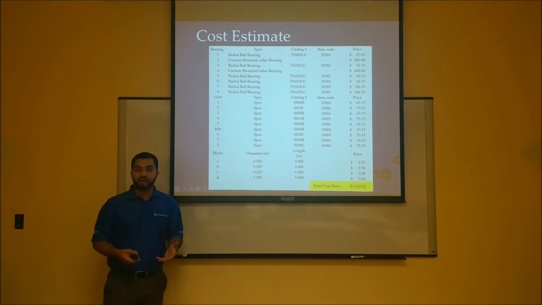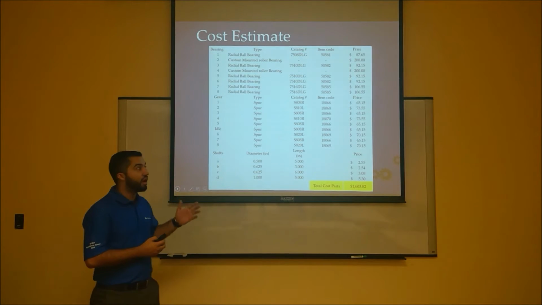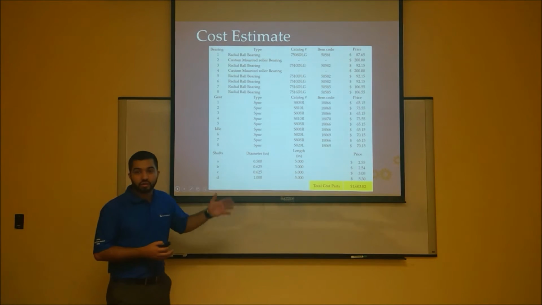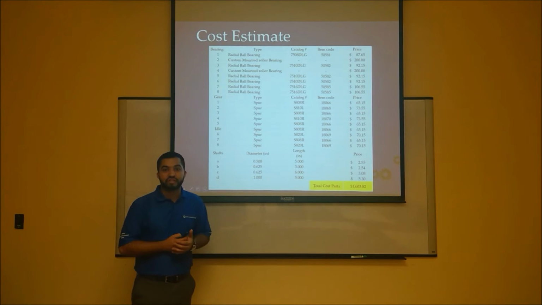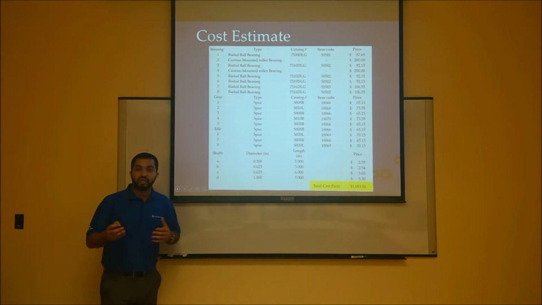Although cost was not a factor in this project, we still had to choose our gears, shafts, and bearings from the Boston catalog. When we added all this up, it accounted for around $1,600. This doesn't take into account our housing that we still have to come up with, and any other systems that would go into the gearbox.